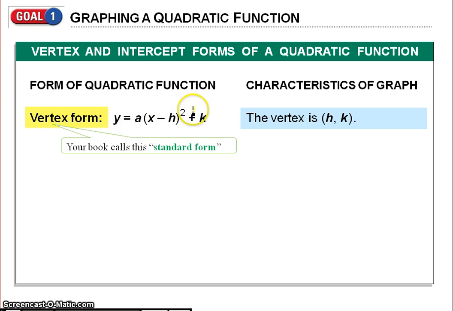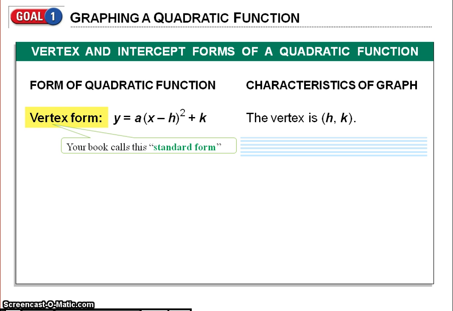It's essentially when we've completed the square, like when we did the conics. We know that the vertex is (h, k), with the opposite value of h. Okay.